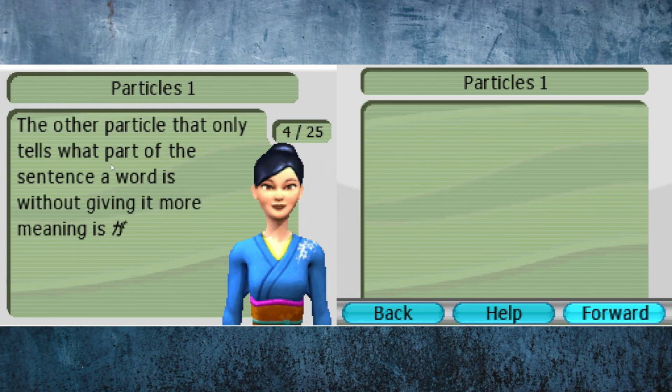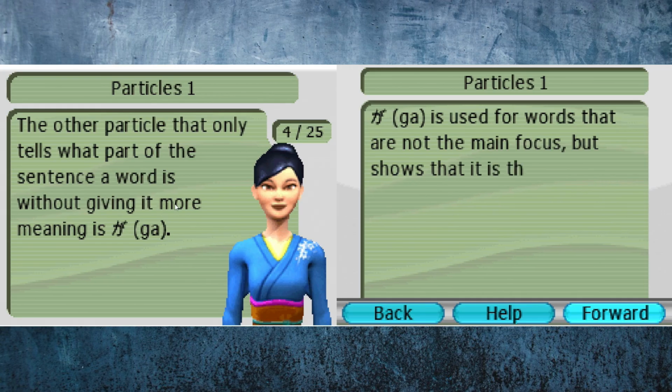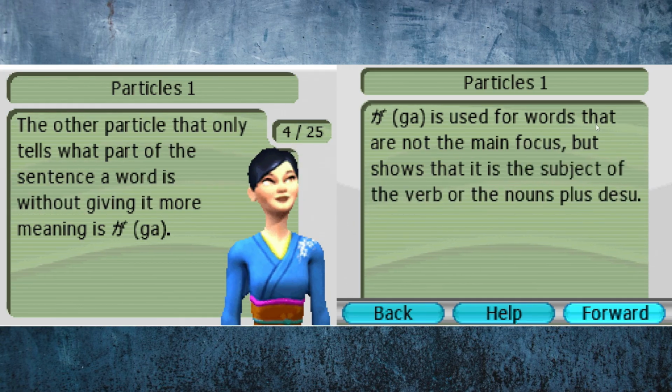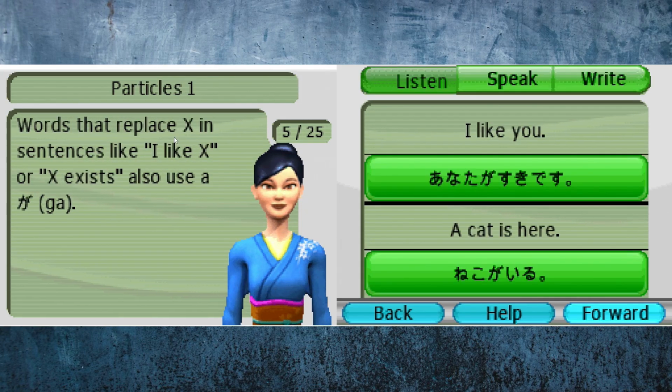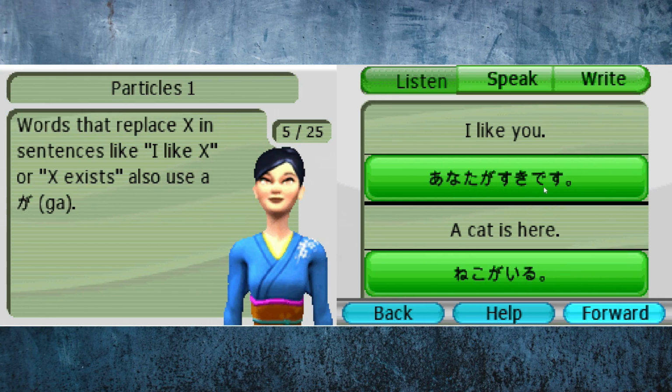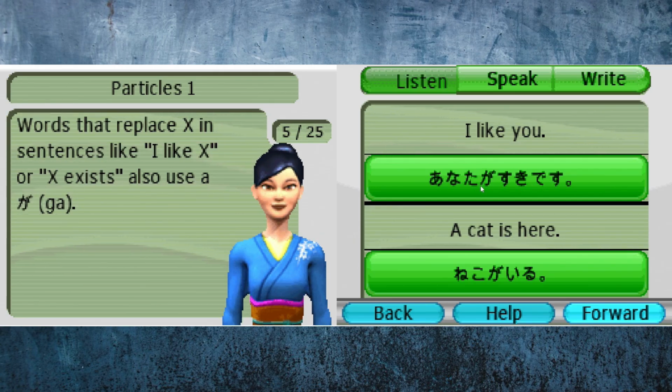The other particle that only tells what part of the sentence a word is without giving it more meaning is ga. Ga is used for words that are not the main focus, but shows that it is the subject of the verb or the nouns plus desu. Words that replace x in sentences like I like x or x exists also use a ga. So for example, anata ga suki desu. Suki means like, anata is you, and ga is the particle, and desu is the end of the sentence basically. So anata ga suki desu, I like you.